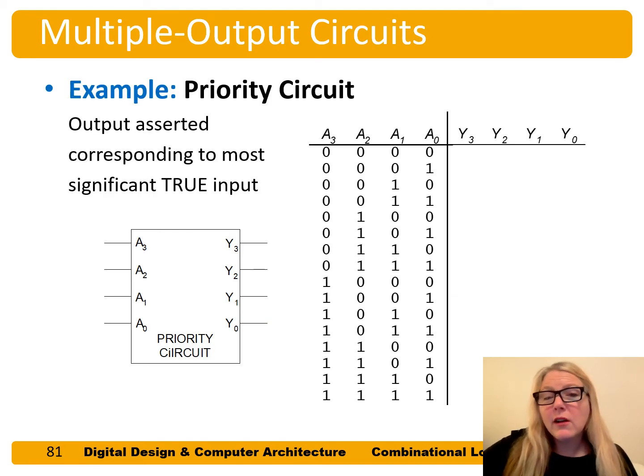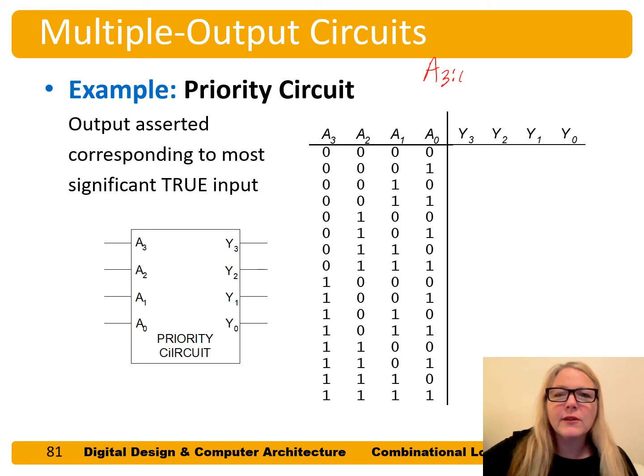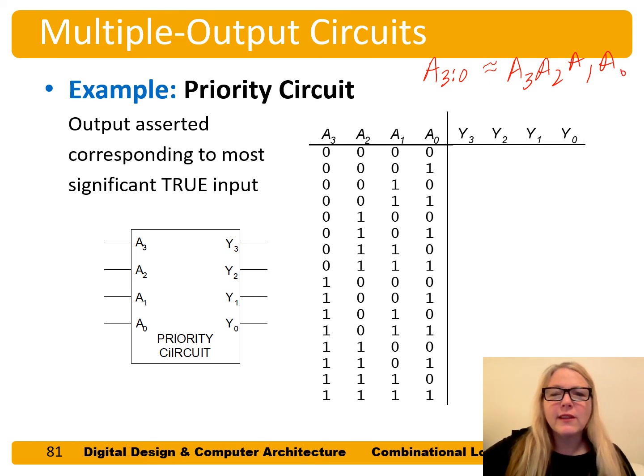So we can also have multiple outputs of our circuit. Instead of just multiple inputs, we can have multiple outputs. And here's an example called the priority circuit. The output's going to assert corresponding to the most significant true input. So here are inputs A3 to A0, and we could also write that as A3 colon 0. That's equivalent to A3, A2, A1, A0. It's just a more concise way to write that.